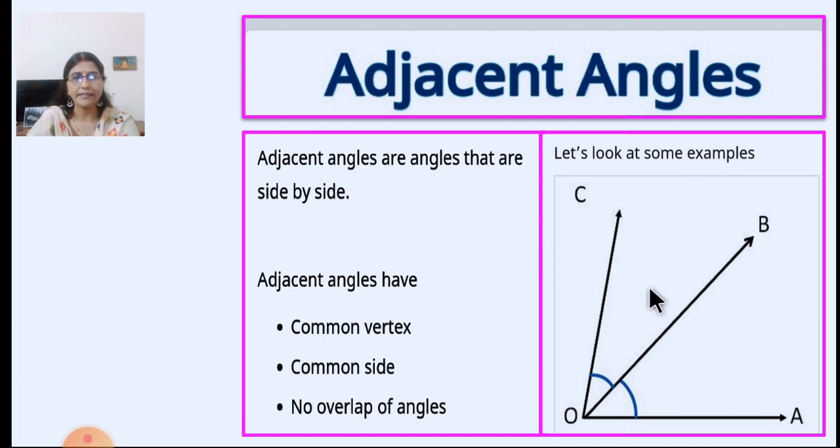Here you can see an example of adjacent angles, angle BOC and angle AOB. They are adjacent to each other. You can see they are side by side and they have a common vertex. This is the vertex, which means corner. So this point O is the vertex which is common to both the angles. Then the common side: OB is the common side. This side is common to this angle as well as this angle.